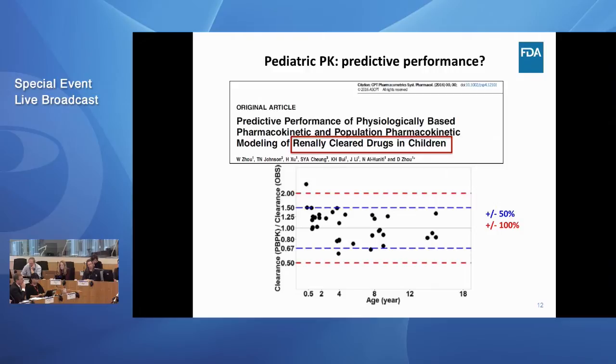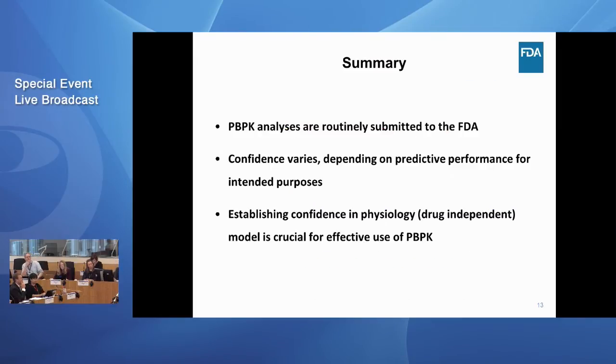As illustrated by this particular publication that just came out last month, this paper looked at the predictive performance of PBPK and population PK modeling of renally cleared drugs in children. So extending from what we knew nearly 10 years ago, published by the software developers, this really focused on a very narrow area, which is renally cleared drugs. And as you can see, at least based on this publication, the confidence is relatively high compared with what we have seen previously. So the question is whether we're on the path of giving more detailed recommendations for some particular applications.